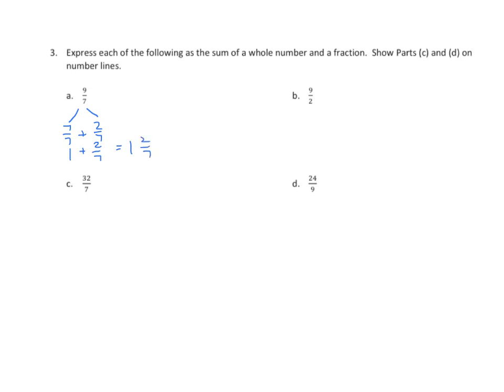Likewise, we're going to look for groups of 2. So I can decompose this into 2 halves, 2 halves, 2 halves, and 2 halves, making a total of 8 halves. We have one more half to go. So we now have 2 halves plus 2 halves plus 2 halves plus 2 halves plus 1 half, and we can change these now to 1s. And we can find the sum of the whole numbers. 4 plus the fraction, 1/2, equals 4 1/2.